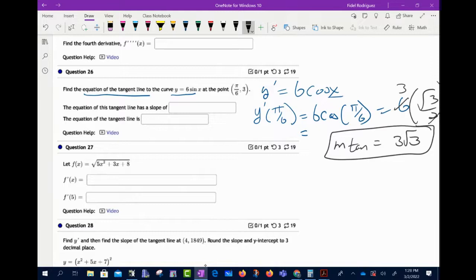Look at the first part. The equation of this tangent line has a slope of what? 3 square root of 3. Does that make sense on how we got to that first part? Because the first thing says, what's the equation of the tangent line? Well, hey, that's what it happens to be. Okay, now let's do the second part of it.